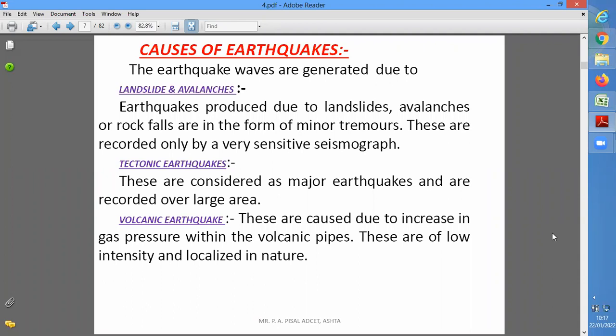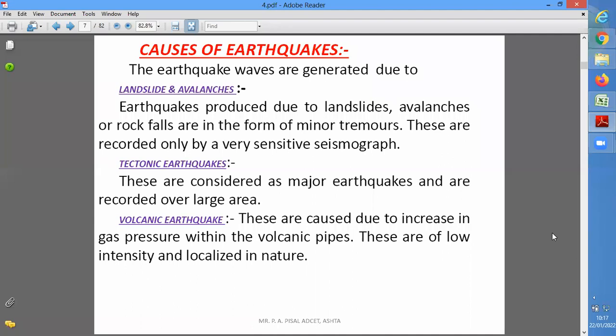If the gas pressure is increased in the volcanic chamber or volcanic pipes, we know that in a volcano, three types of products are there: solid, liquid, and gaseous. So if the gas pressure is increased, it creates huge pressure, and due to that pressure, the earth surface gets vibrated. These are of low intensity and localized in nature.